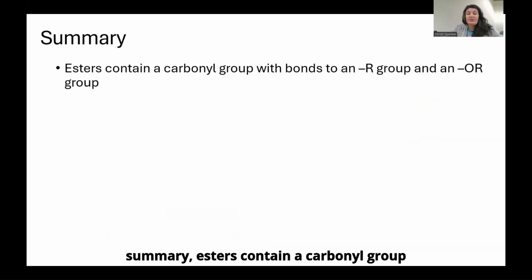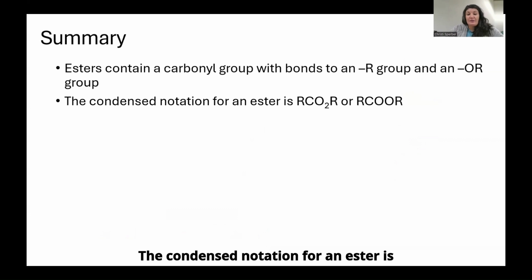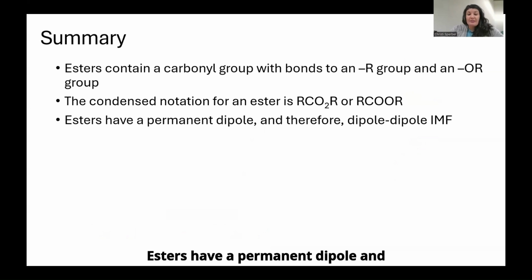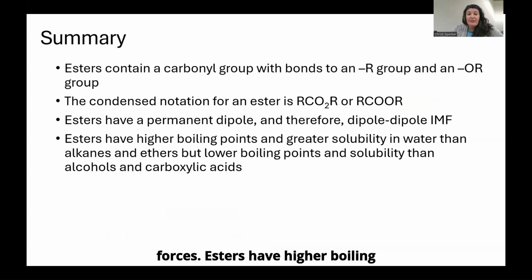So in summary, esters contain a carbonyl group with bonds to an R group and an oxygen bonded to an R group, oxygen singly bonded to an R group. The condensed notation for an ester is RCO2R or RCOOR. Esters have a permanent dipole and therefore dipole-dipole intermolecular forces. Esters have higher boiling points and greater solubility in water than alkanes and ethers, but lower boiling points and solubility than alcohols and carboxylic acids.